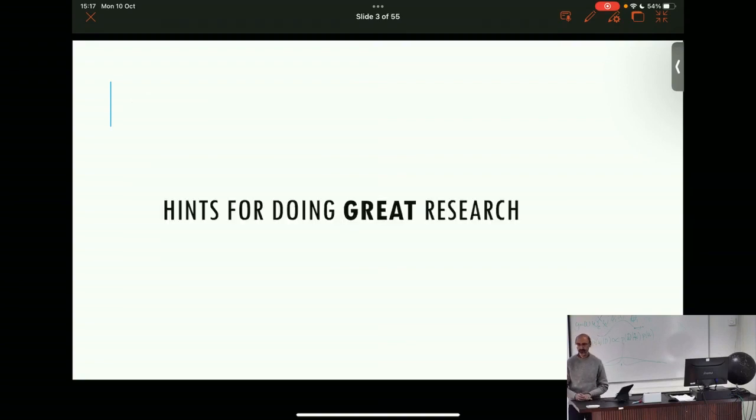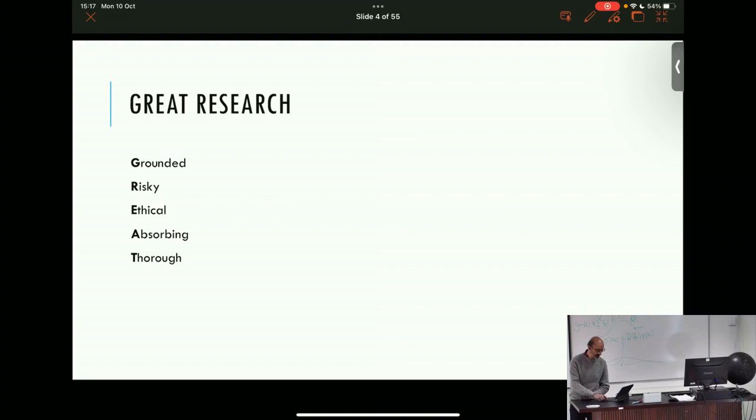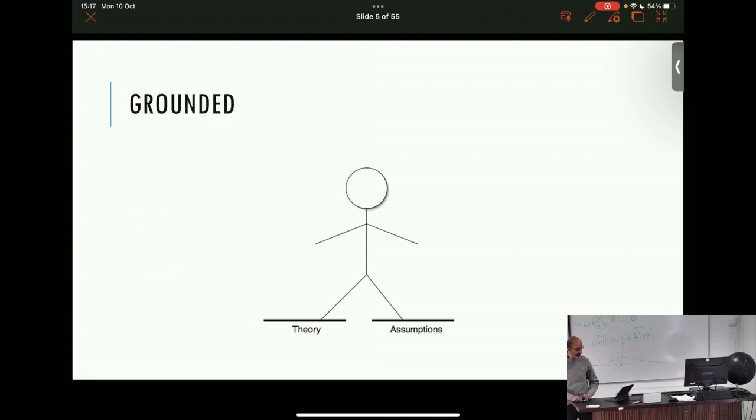About 15 years ago, I was asked to give a talk to PhD students on doing research. And I came up with this acronym called GREAT, which stands for: grounded, risky, ethical, absorbing, thorough. I'll go through what these things mean. By grounded, I mean that when you're doing research, you are often building on some theory that's already there, and so it's often tempting to just do something, especially when you're writing code, you just want to build something, write some code, get it done without thinking what theory is underlying it.